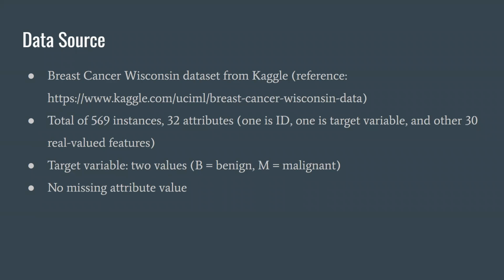Our data source is the Breast Cancer Wisconsin dataset from Kaggle. It has 32 attributes, including ID, target variables, benign and malignant for diagnosed results, and other real-valued features. Past references are 2 research articles. Many models on Kaggle focus on accuracy but not recall.